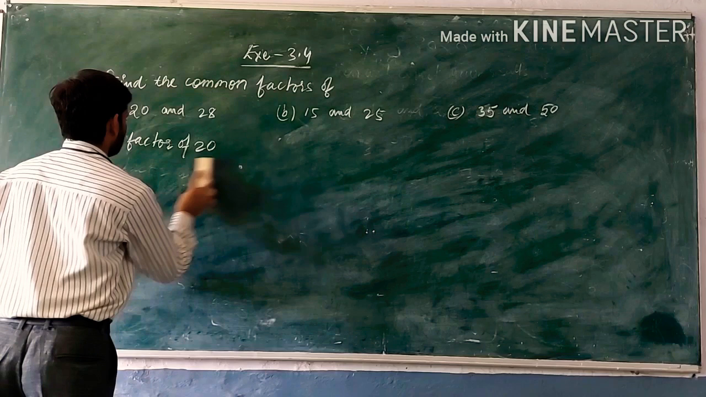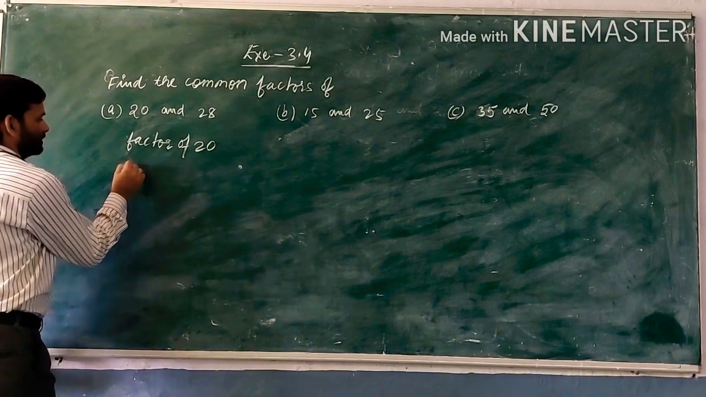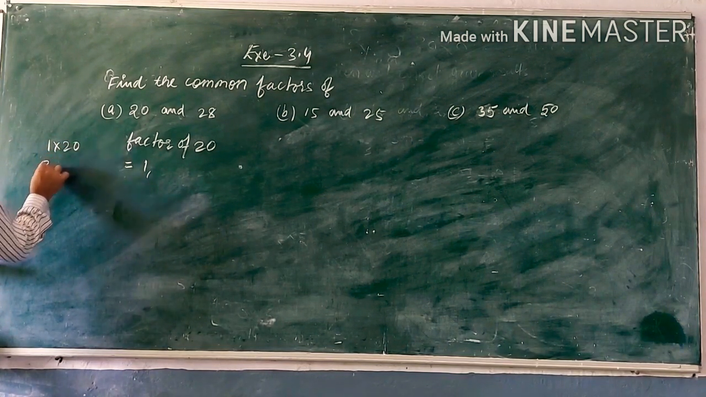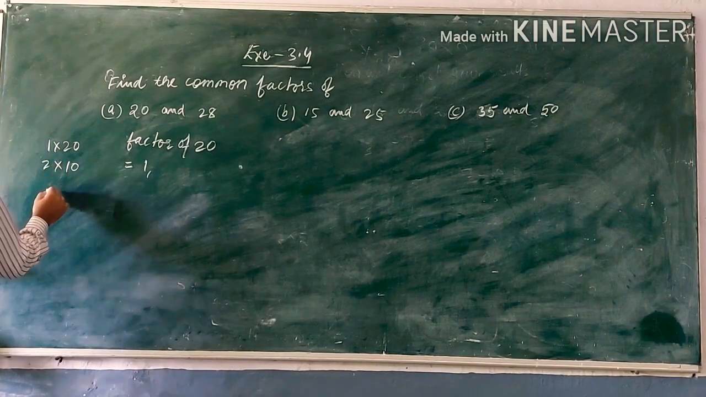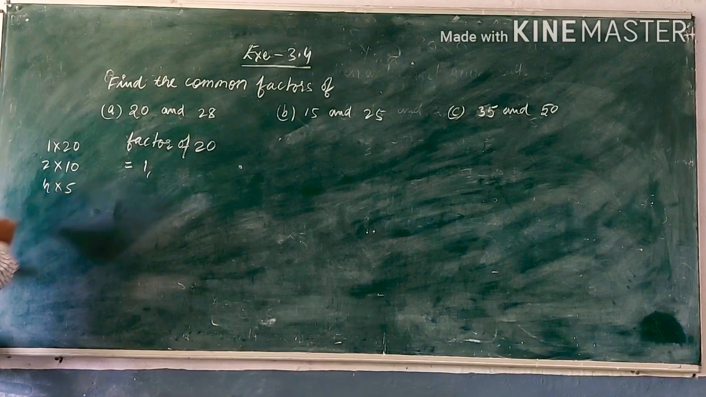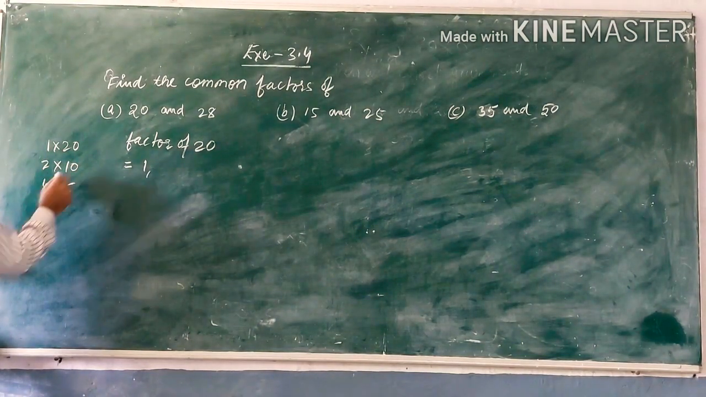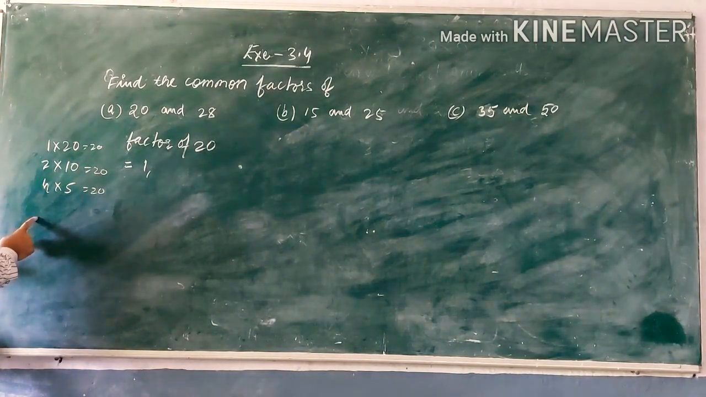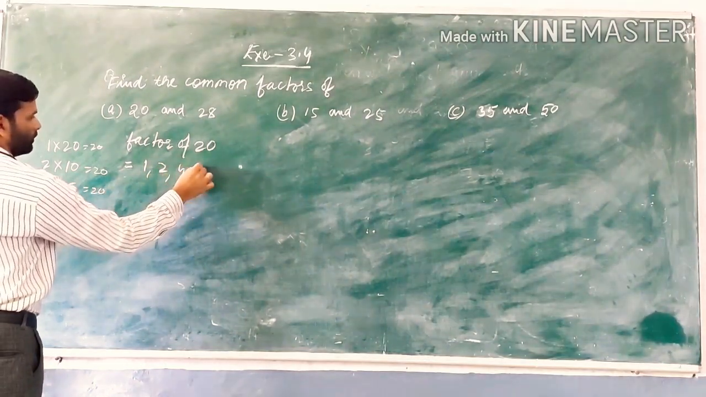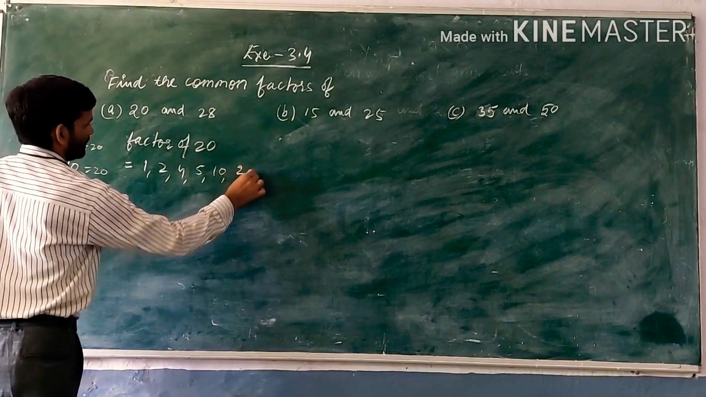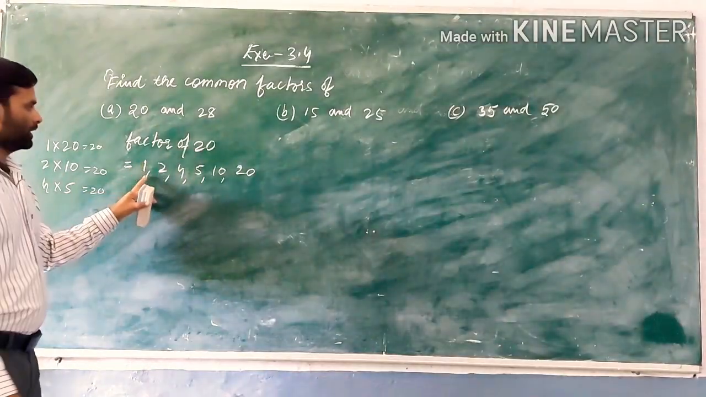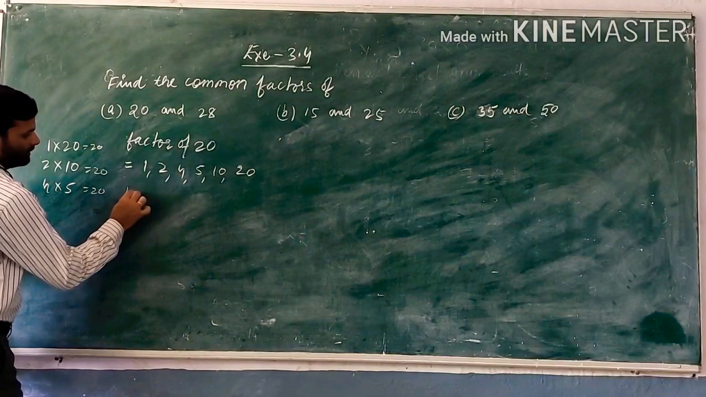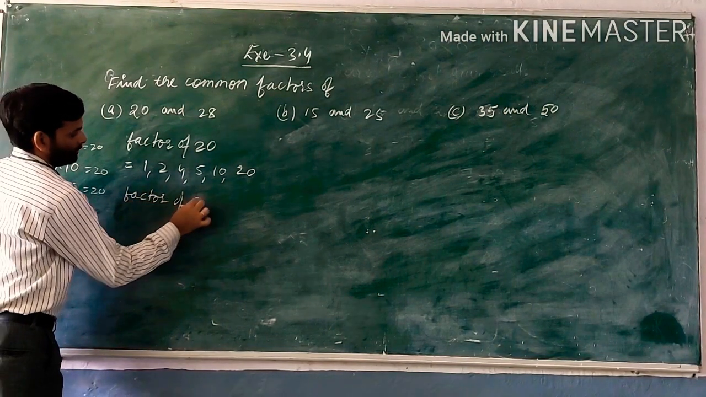First we write factor of 20. Factor of 20 is 1 into 20, 2 into 10, then 4 into 5. Get it? All factors, because you multiply: 1 into 20, 2 into 10, and 4 into 5 is equal to 20. 1, 2, 4, 5, 10, and 20 are the factors of 20.